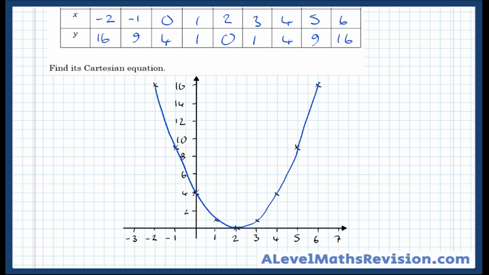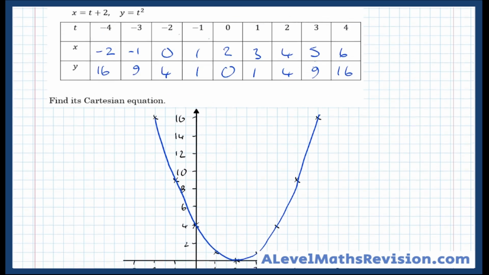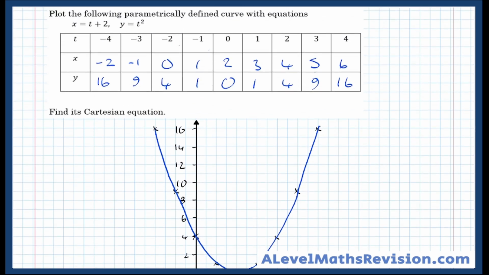And finally, it asks us to find the Cartesian equation. Well, as I said before, a Cartesian equation is a curve defined only in terms of its coordinate variables. So looking back up here, we've got x equals t plus 2 and y equals t squared, which is defined in terms of a parameter, t, a non-coordinate variable, t. If we want to find the Cartesian equation, we need to eliminate t.